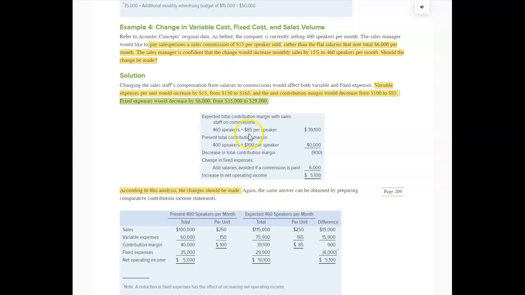The new contribution margin is 85 per unit. So 460 speakers, the new total, times 85, 39.1. Contribution margin currently is at 40. And so it looks like we are decreasing the contribution margin. That's not so good. But overall, this is a good scenario because we avoid $6,000 in fixed cost. Yes, we lose $900 in contribution margin, but we save $6,000 in fixed cost, and so we increase net operating income by $5,100. So we would want to make this change.